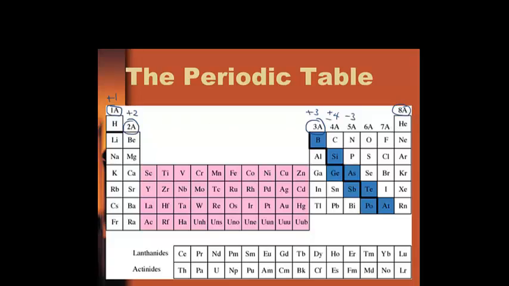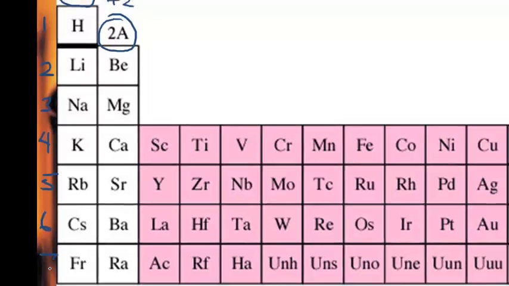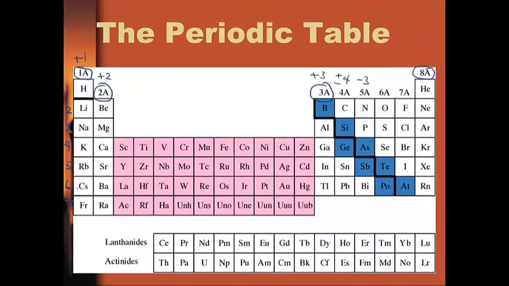Also, let's number these rows here too. We got row 1, row 2, row 3, row 4, row 5, row 6, and row 7.